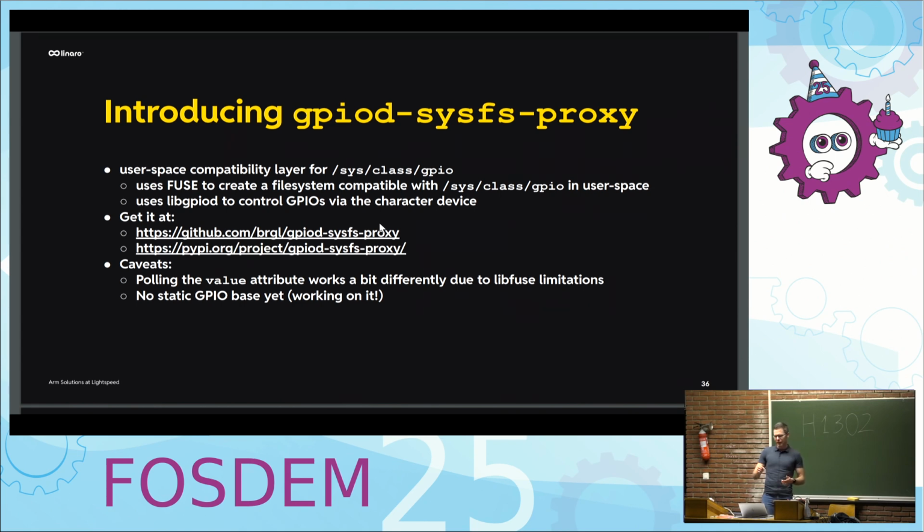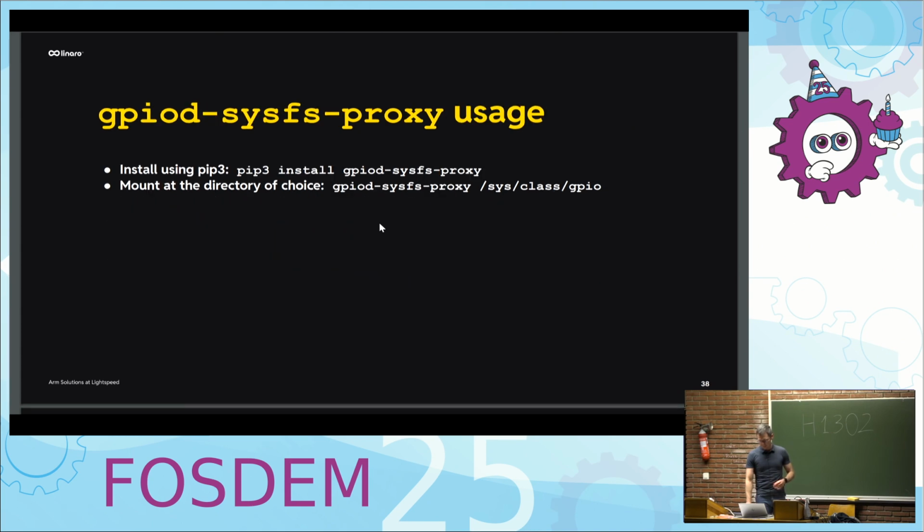I'm working on it. I want to add it in some way, but I started consulting people who may have interest in that on how to approach it. So a configuration file listing labels of GPIO chips and their predefined bases or something like that, it's not ready yet. I will figure it out. I've written a comprehensive set of compatibility tests, and this script passes them. So I think it's rather compatible. You can install from pip and just mount it on the directory of your choice, which typically would be sys class GPIO.